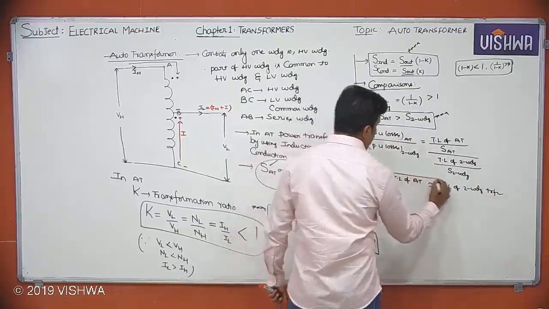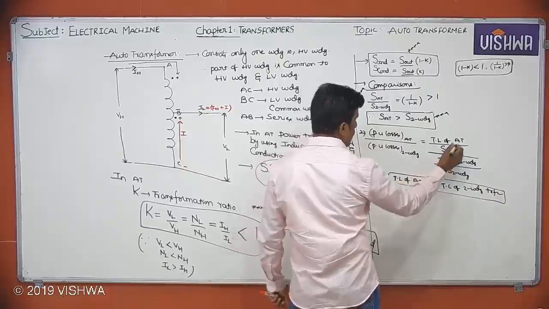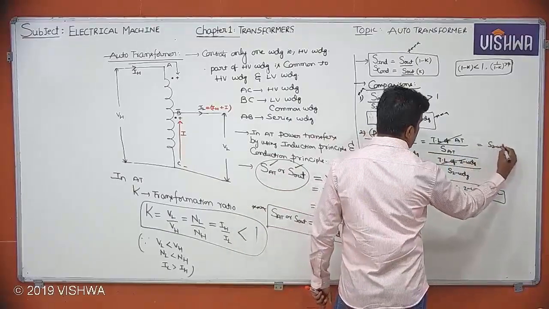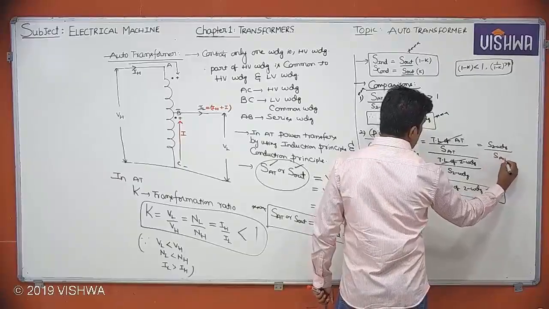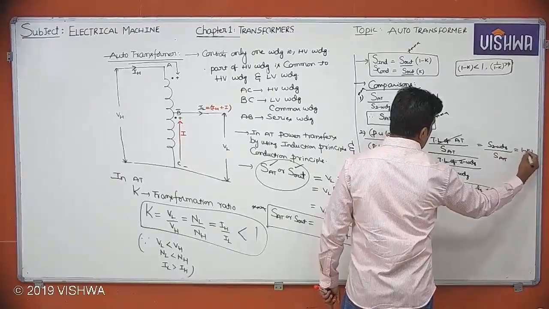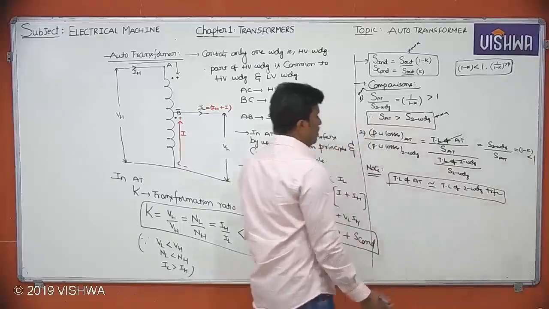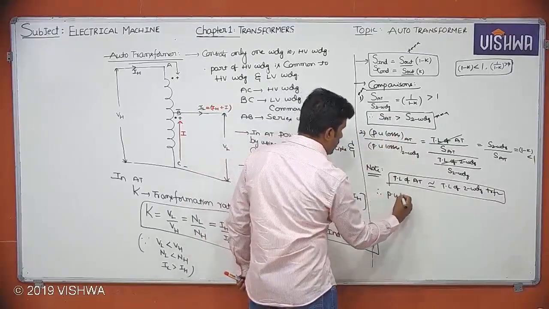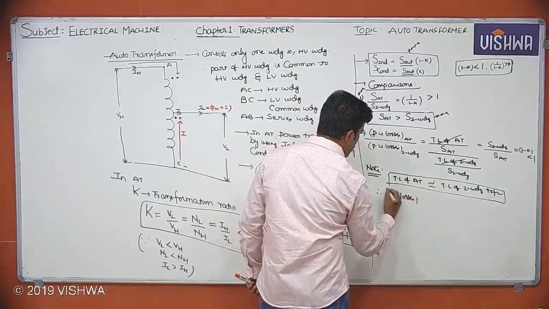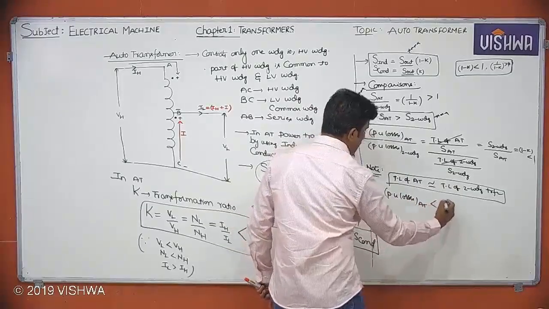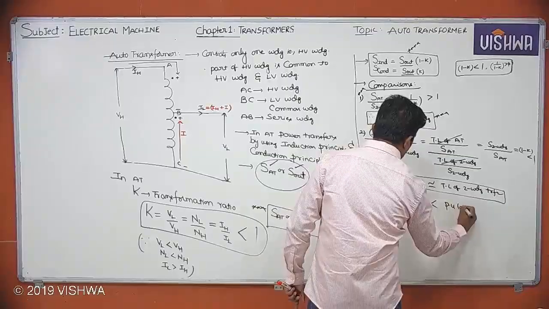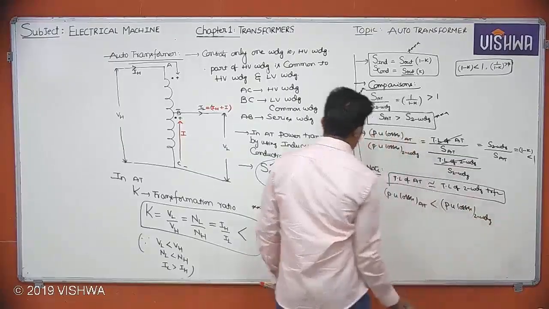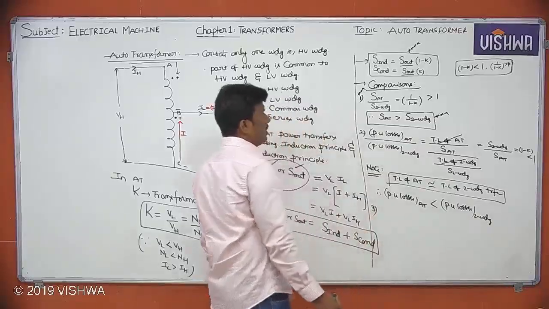Okay. So from this, if these are equal, it becomes what? S two-winding by S auto is equal to 1 minus K, which is less than 1. Means per unit losses of auto transformer will be less than per unit losses of two-winding transformer. This is the conclusion here. Okay, this second observation is also important.